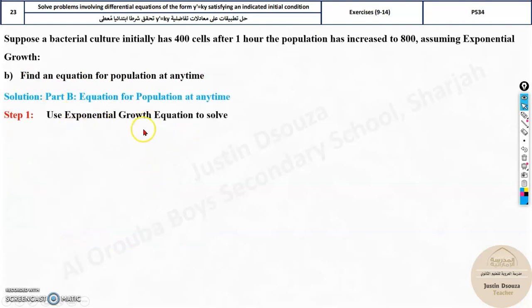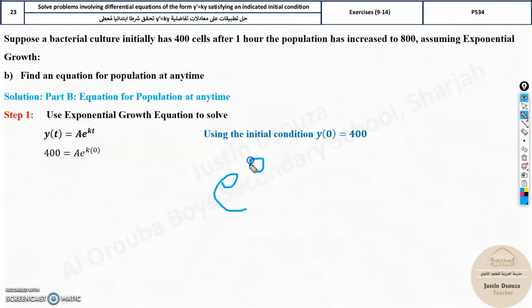Now we have to use the exponential growth formula. This is very important. y of t, y of any time t, equals a e to the power kt. Now a is the initial population, k is the constant of population growth, and t will be the time. Now what do we know? We know that initially at zeroth time it is 400 cells. So substitute and let's find the a value. 400 equals a e to the power k into 0. What is anything to the power 0? It's 1. So a value is 400.